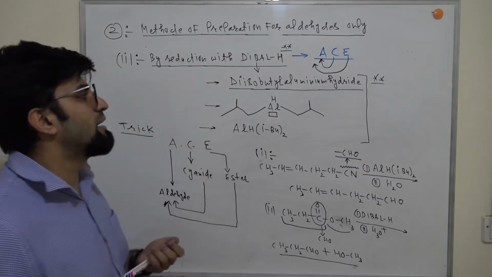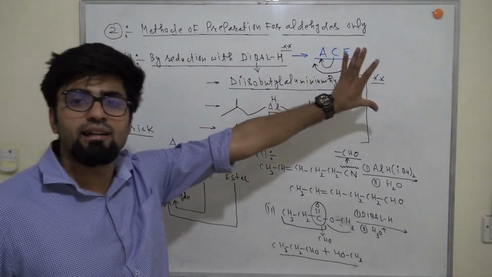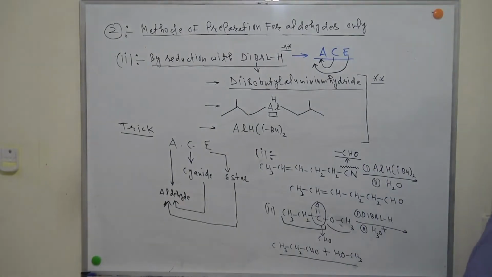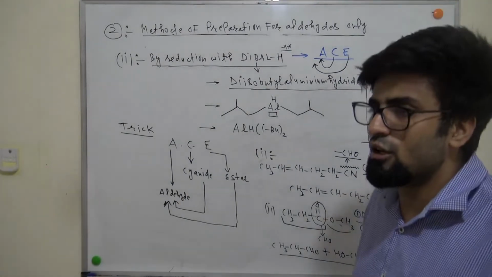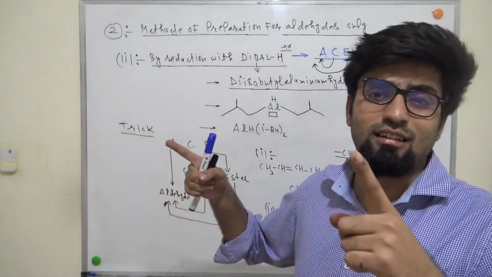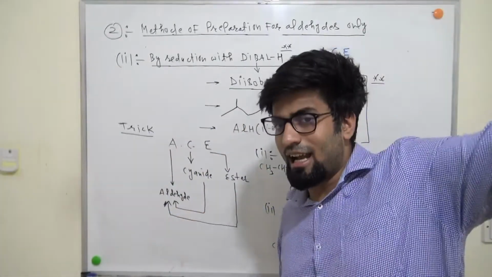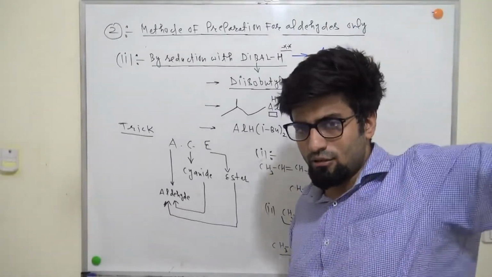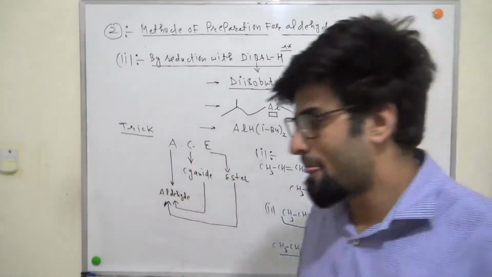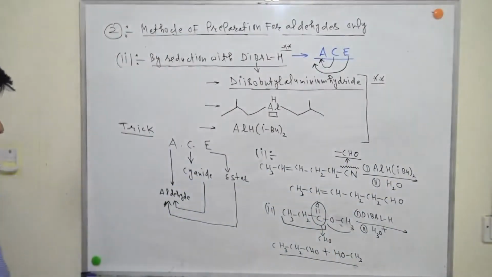So this is your DIBAL-H, diisobutyl aluminum hydride. It's a reducing agent. What kind of functional groups does it reduce? It reduces ACE: aldehyde is formed from ester, and from cyanide to aldehyde. The trick is ACE. Okay, done.